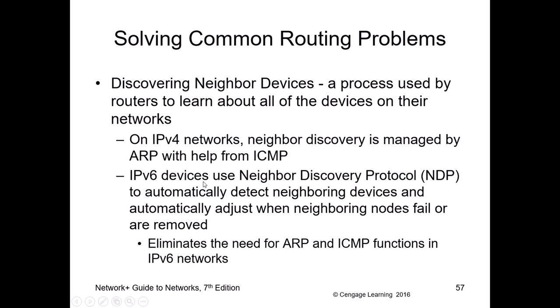The IPv6 devices use a neighbor discovery protocol to automatically detect the neighboring devices and automatically adjust when neighboring nodes fail or are removed. This eliminates the need for ARP and ICMP functions in an IPv6 network. So there's a big advantage. There's no ARP needed, and there's no ICMP needed with IPv6 because it has the neighbor discovery protocol that does that automatically. Right? No ARP, no ICMP, no broadcasting, no NAT, no subnetting is needed with IPv6. So preferable that you go with IPv6 if you have the choice when you're designing your own.